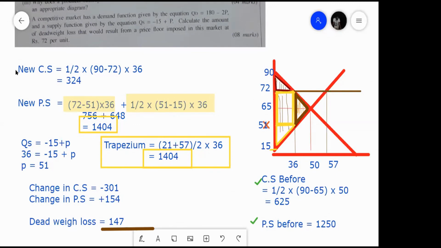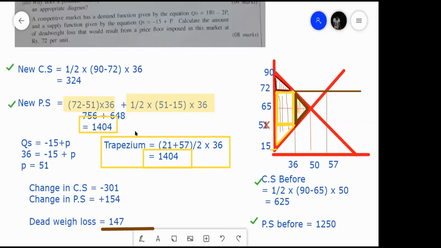New consumer surplus, this small part, got it. Then we calculate the new producer surplus. New producer surplus is this trapezium. To get the new producer surplus, you can either get the entire trapezium, or you can break it down in two parts and you get 1404.